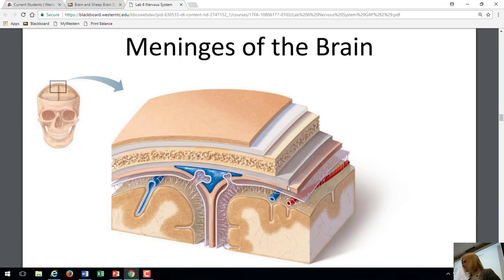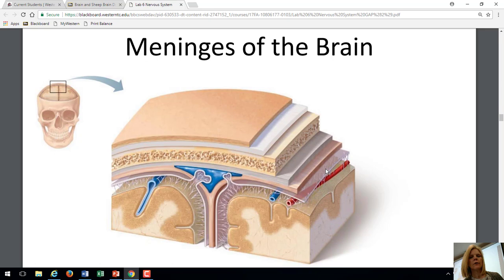And then I have a demo sheep brain that shows the dura mater, but it's a thick canvas-like covering over the brain. Durable, you've heard of that word before. Dura means tough or protective. And mater means mother. So dura mater means protective mother. Or tough mother. Sorry, it means tough mother.